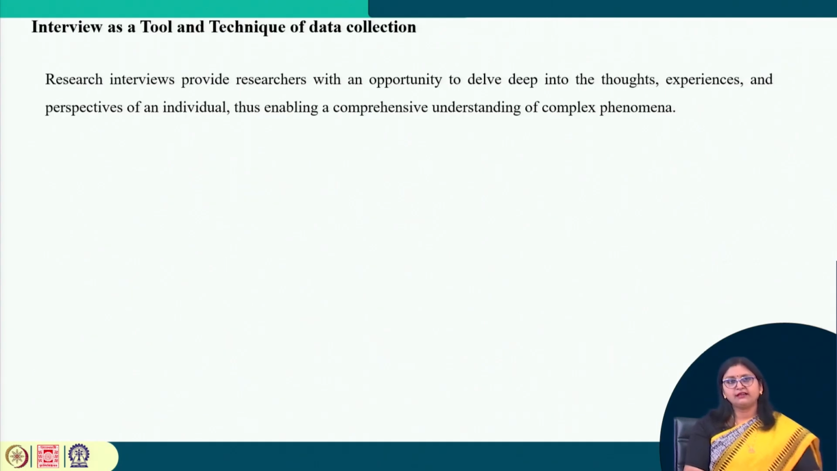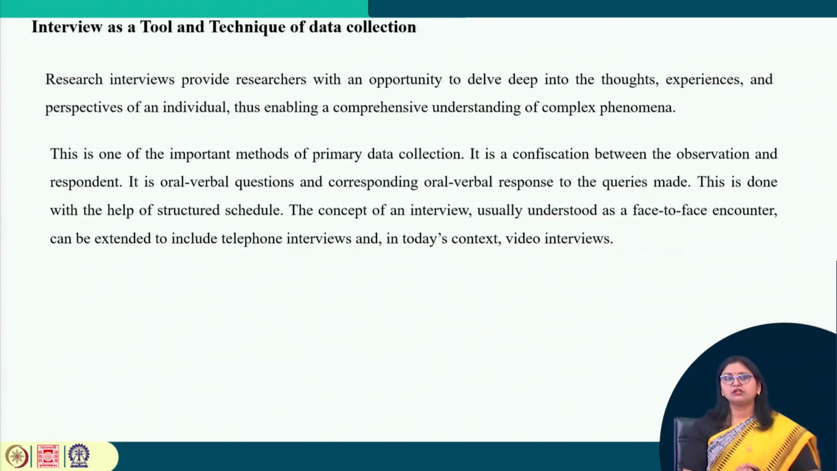Research interviews provide researchers with an opportunity to delve deep into the thoughts, experiences and perspectives of an individual, thus enabling a comprehensive understanding of complex phenomena. This is one of the important methods of primary data collection. It is a conversation between the observer and respondent. So, it is oral verbal questions and corresponding oral verbal responses to the queries made. This is done with the help of a structured schedule, which we call an interview schedule.